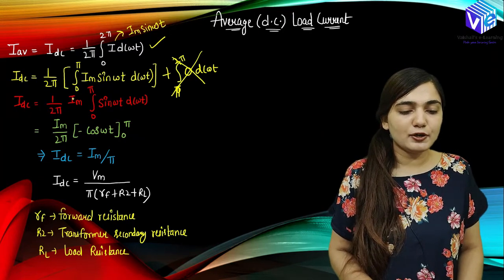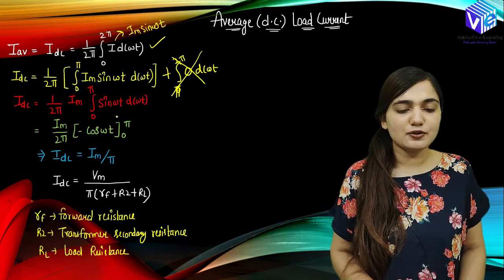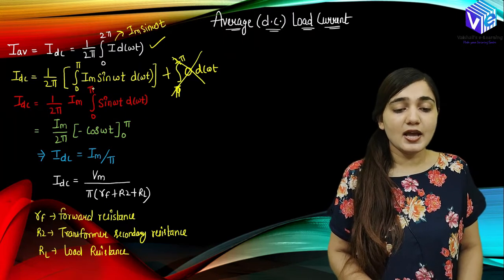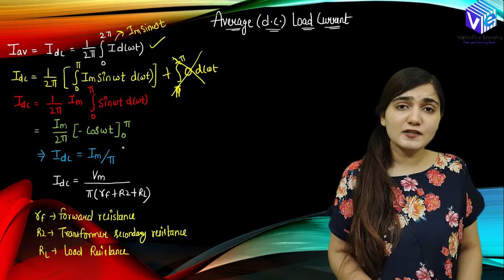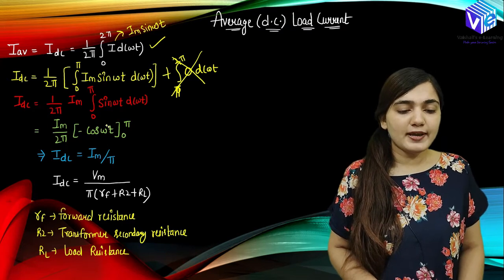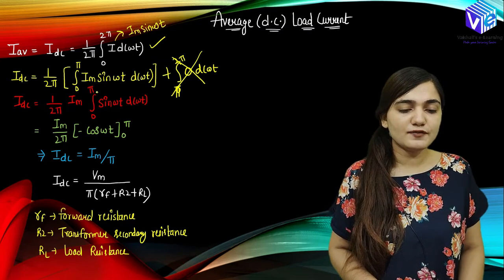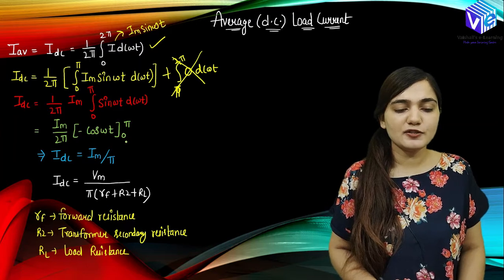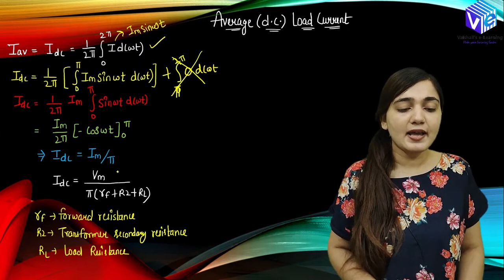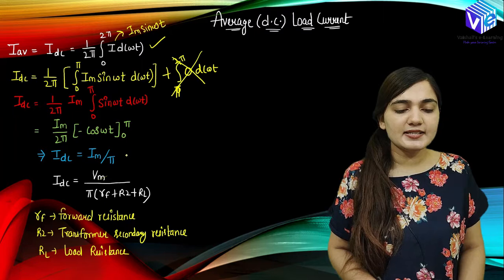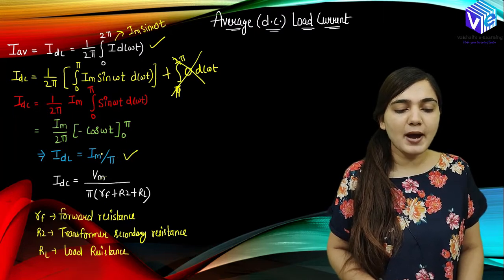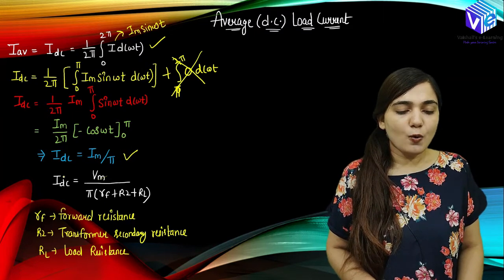So IDC will be equal to Im upon 2 pi integration from 0 to pi sin omega t d omega t. Integration of sin omega t is minus cos omega t, we know that. So we put integration of 0 to pi sin omega t as minus cos omega t, and the limits are 0 to pi. So when you put the limit, IDC will become equal to Im upon pi. This is how we can represent it.